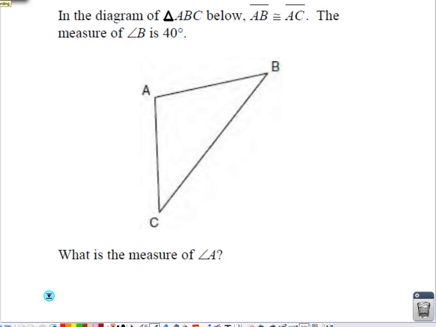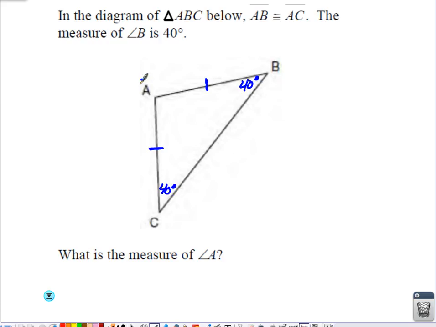In the diagram of triangle ABC below, AB is congruent to AC. Matt, since AB and AC are the same, what type of triangle is that? Isosceles. And since it's isosceles, not only is AB and AC going to be the same, but Colton, what else is going to be the same? If you have 2 equal sides, good. If B is 40 degrees, C is 40 degrees. Angles give sides their length. And it says, what's the measure of angle A?